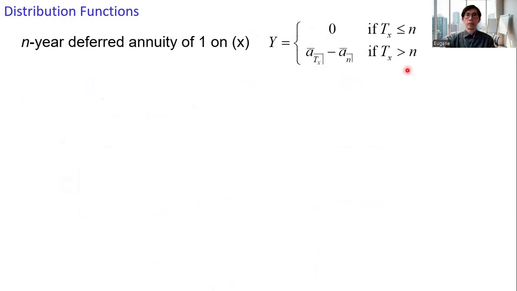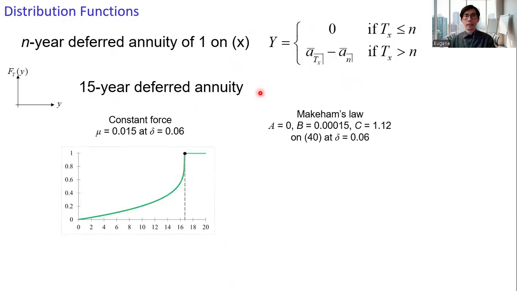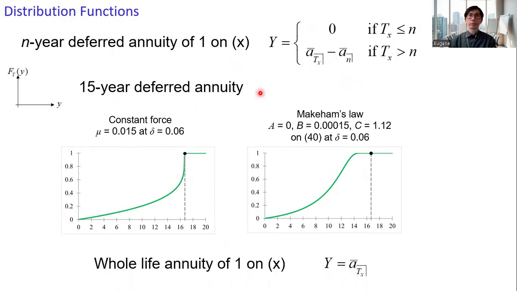All right, the next one, n-year deferred annuity. There is no payment for T_x less than or equal to n, and therefore Y is 0. And then when T_x is greater than n, Y is a-bar angle T_x minus a-bar angle n. Consider the 15-year deferred annuity. Again, we will compare this with the whole life annuity.